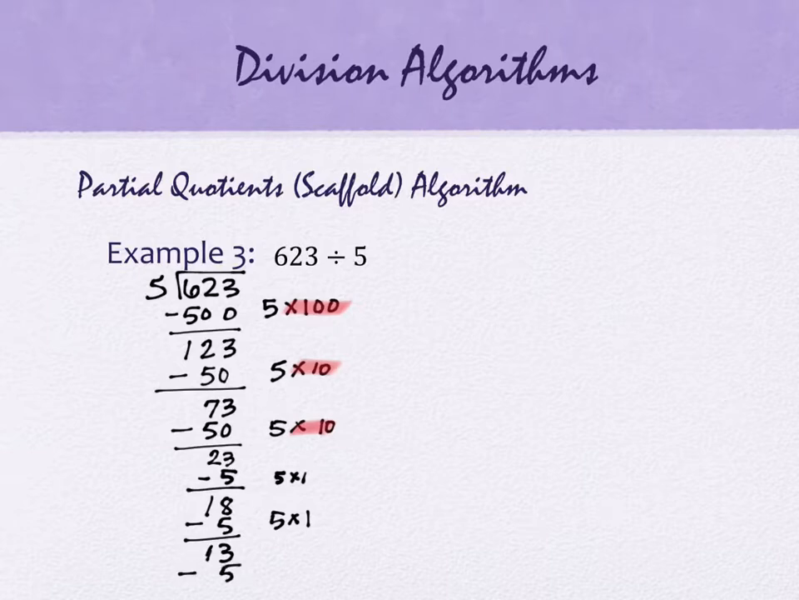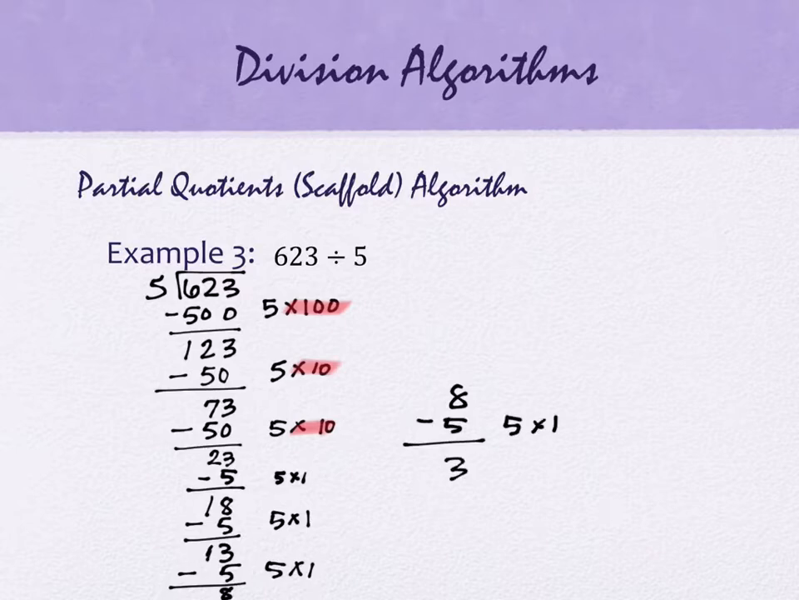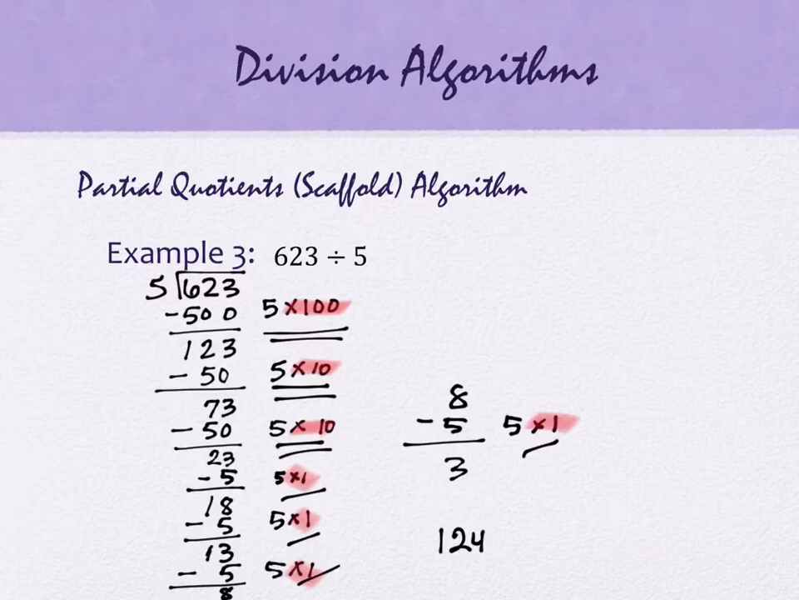Okay, subtract 5 again. What's 13 minus 5? 8. I'm running out of space. I'm just going to start a new column. 8. And then 8 minus 5 one more time would be 3. So I can't do it again. I've exhausted all my ability to subtract multiples of the divisor. And the solution is in these times powers of 10. So in other words, I've got 100, 10, 20, that's 120, 1, 2, 3, 4, 124 with a remainder of 3.